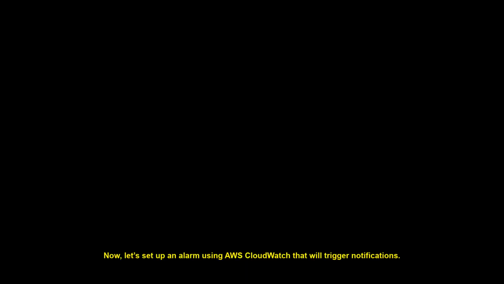Now, let's set up an alarm using AWS CloudWatch that will trigger notifications. Navigate to the CloudWatch dashboard by searching for CloudWatch in the AWS Management Console. Click on Alarms in the left-hand navigation pane. Click the Create Alarm button to begin. Select a metric from one of the available namespaces relevant to your resources.